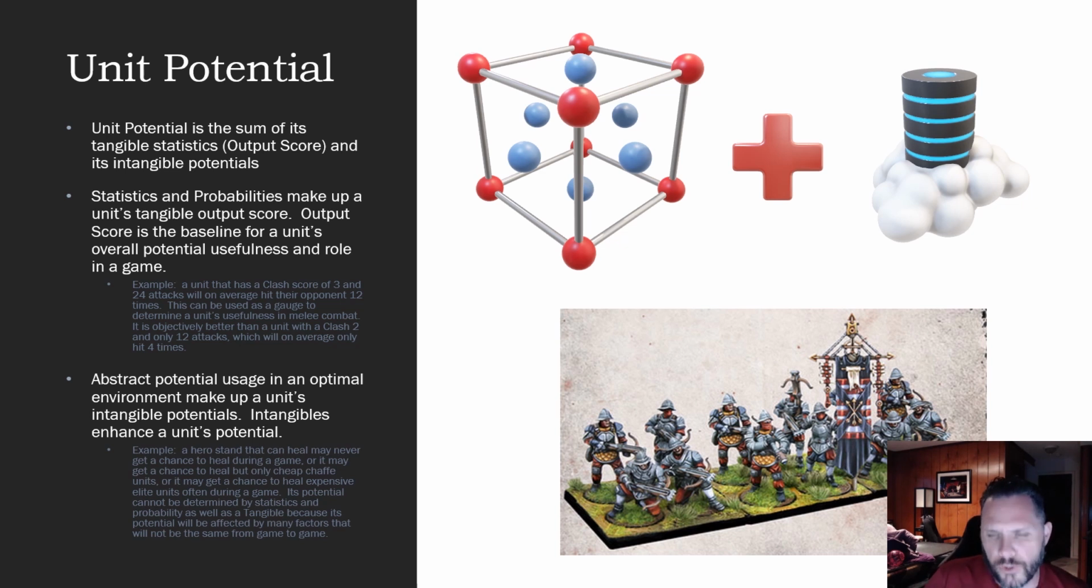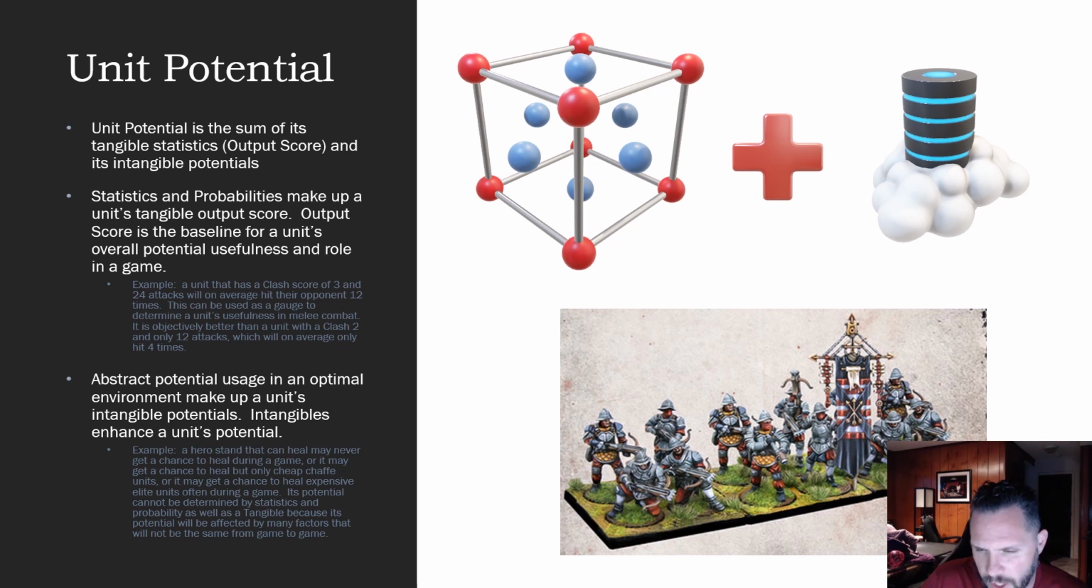Abstract potential usage in an optimal environment makes up the intangible potentials. And what does that mean? An optimal environment. What I try to do if I'm gauging intangibles is simply go, in the best case scenario with a player who knows what he's doing, this is what I can achieve. And I use that as the baseline across the board. So if a player is not as good and doesn't use the unit to its full potential, all the units across the board are still gauged based off of a full potential scenario.